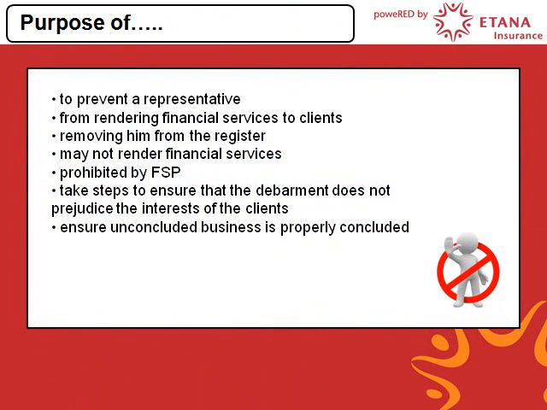The purpose of debarment is to prevent a representative in certain circumstances from rendering financial services to clients by removing him from the representative register. Debarment is a requirement of the FAIS Act, and Section 14 of the FAIS Act requires an FSP to ensure that a representative who is no longer fit and proper is prohibited by the FSP from providing any new financial services. The FSP must do this by withdrawing the authority of the representative to act for and on behalf of the FSP, and by removing the name of the representative from the representative register.